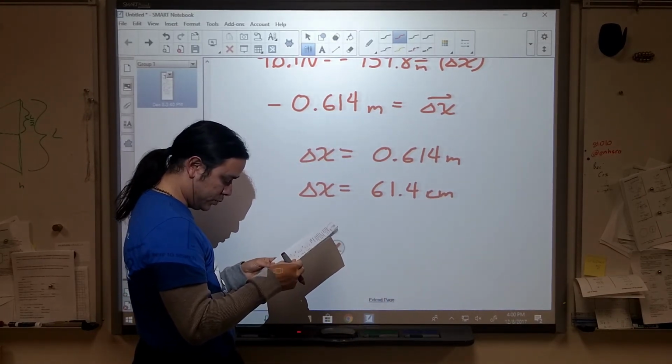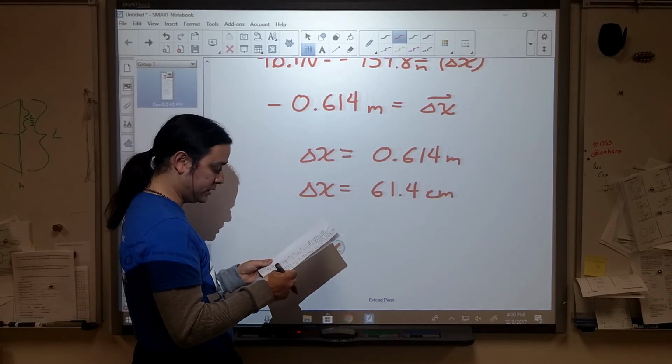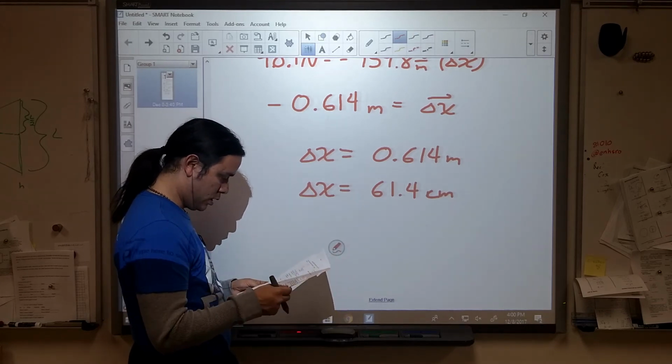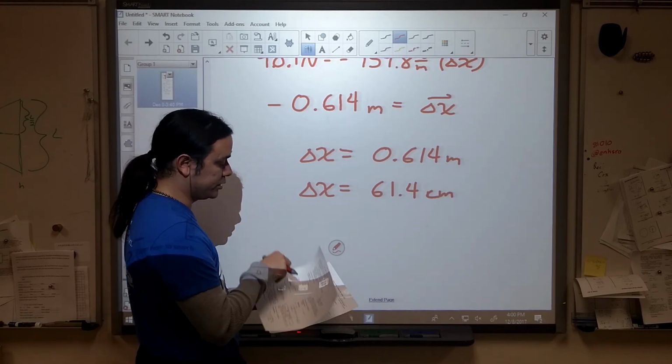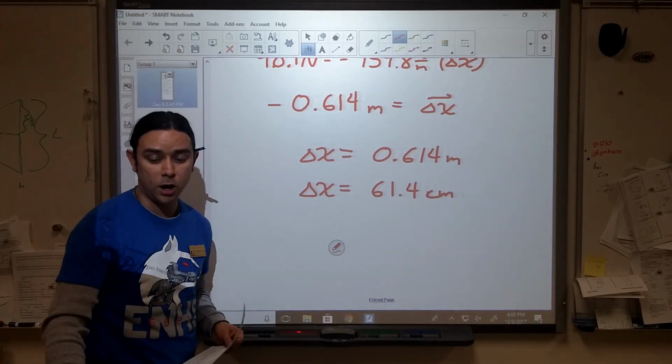Let me check my answers. We get 61.36 centimeters is what they have listed. So the correct answer is 61.4 centimeters. So there we go. That one's a bit of a compound problem.